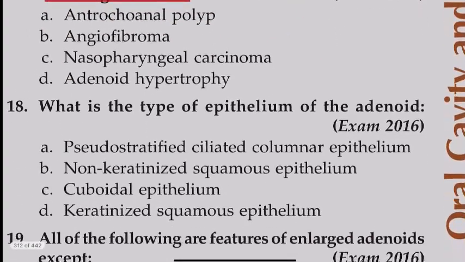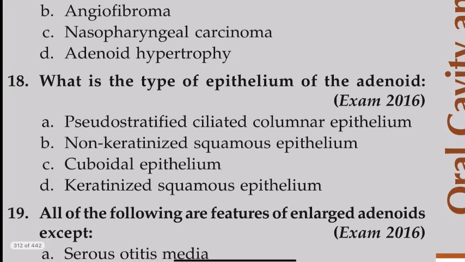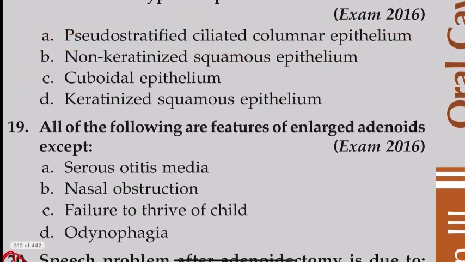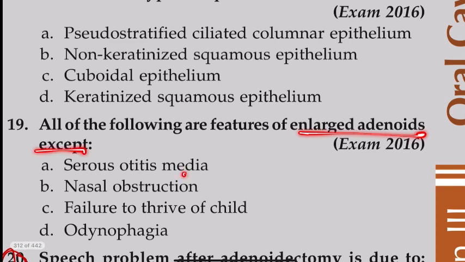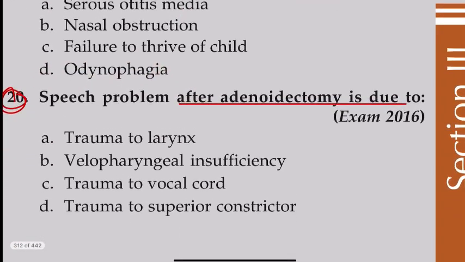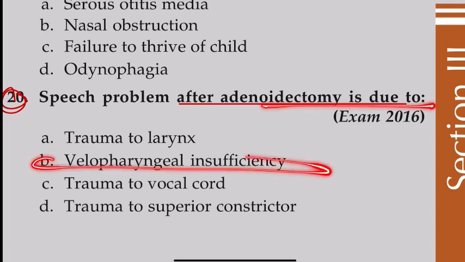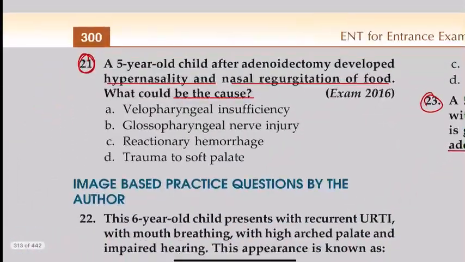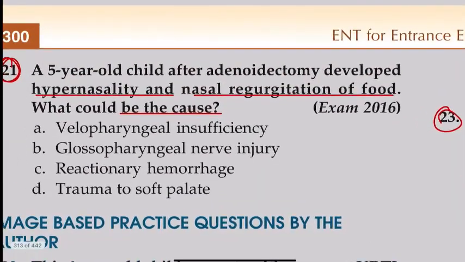What type of epithelium is of adenoid? We have already said it: pseudostratified ciliated columnar epithelium. All of the following are features of enlarged tonsil except serous otitis media, yes, nasal obstruction, yes, failure to thrive, yes. Rhinophagia is not a feature of enlarged tonsil. Speech problem after adenoidectomy is due to velopharyngeal insufficiency, that will cause hypernasality. In a 5-year-old child after adenoidectomy who developed hypernasality and nasal regurgitation of food, the cause is velopharyngeal insufficiency, right.